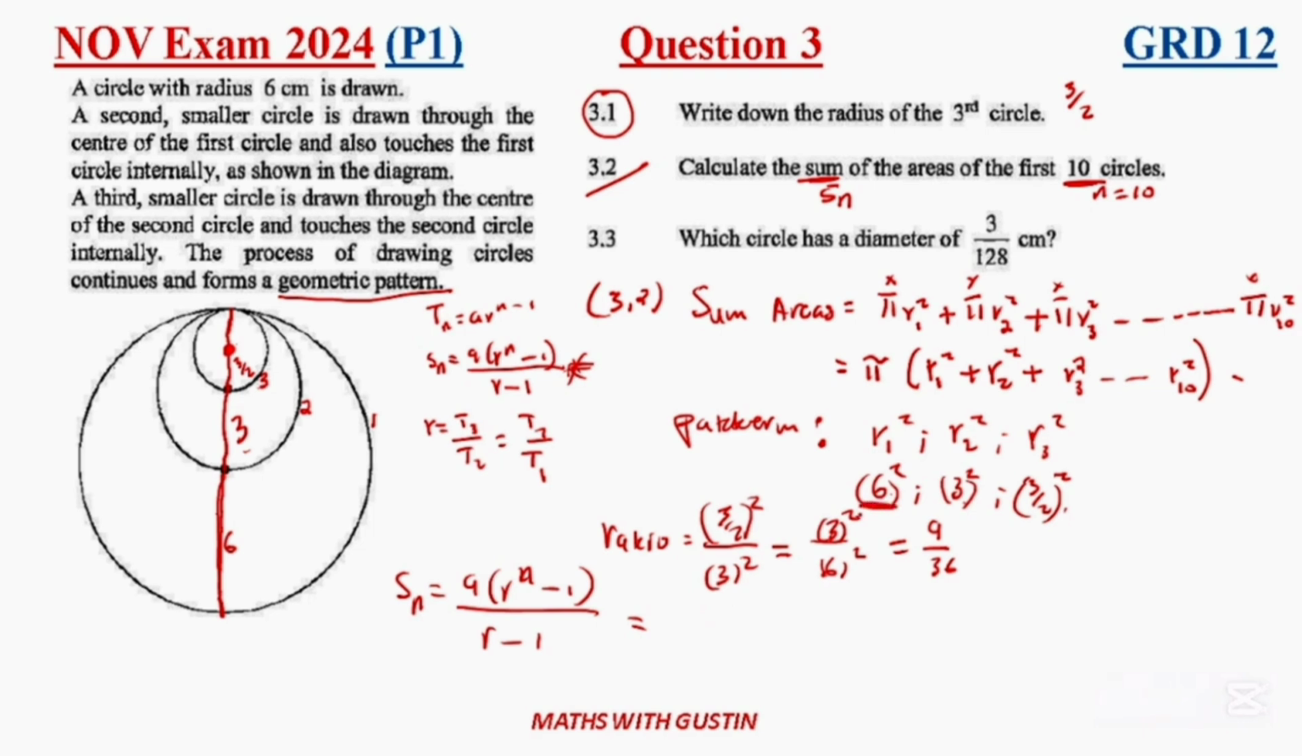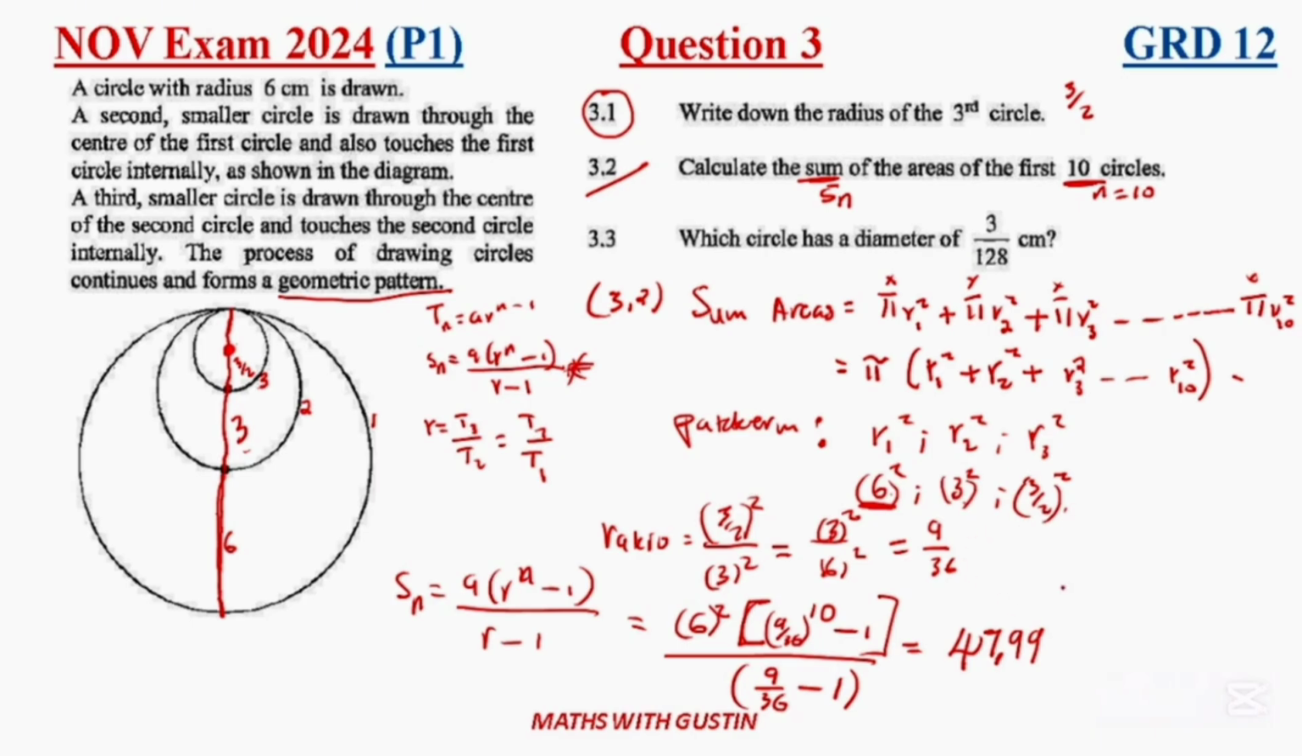Remember we said we're doing a pattern, so the first term is 6 squared. And then r is what? Put a square bracket here. r is (9 over 36) to the power of 10, minus 1, close bracket, all over 9 over 36 minus 1. Okay, so we punch this together in our calculator. We punch everything, and now I find 47.99. Okay, so now this is our sum.